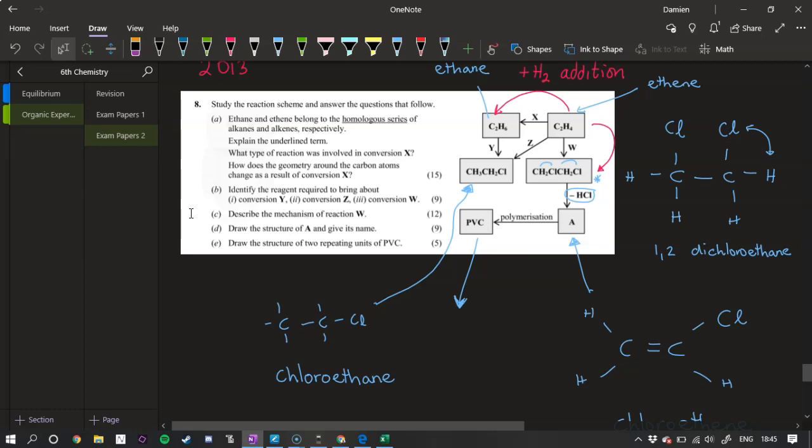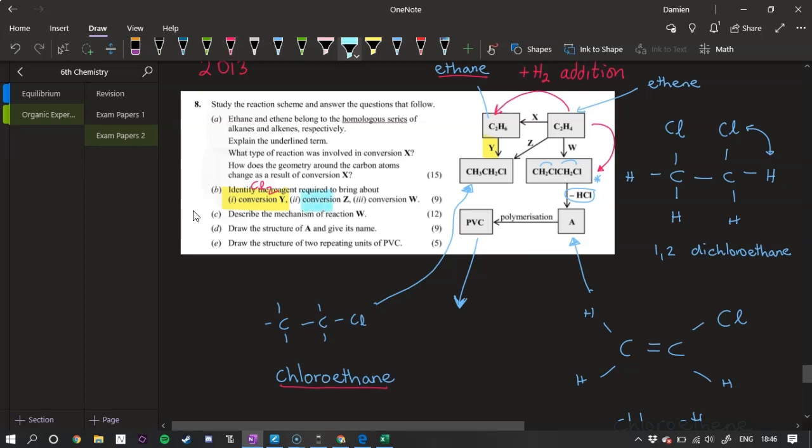Identify the reagent required to bring about conversion Y. So how do we get from ethane to chloroethane? So all of this is on the one page. Let's have a look. So conversion Y, that's what we're looking for, and there's conversion Y. How are we getting from C2H6 down to that? Well, it's only asking for the reagent. So the reagent for this is chlorine, Cl2. Because you've drawn them out and you can see you've gone from ethane to chloroethane. So the only way you can do that is by adding chlorine.